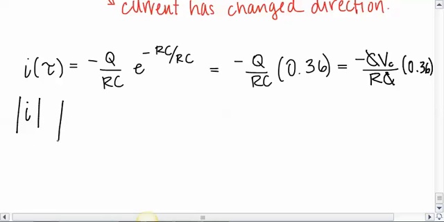Let's look at the absolute value graph though. The negative sign just refers to the direction of the current, that it's flipped over. Not that necessarily it's going down, it just means it's flipped. And I'll show you an example of how we could see that flip in just a second.